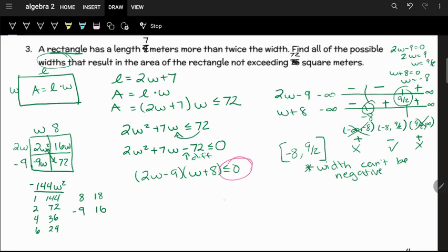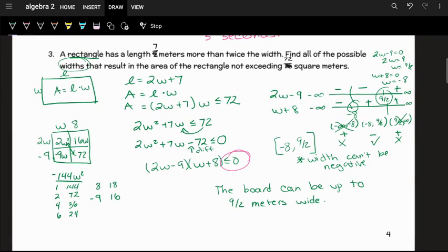So our answer is the board can be up to 9/2 meters wide. So it's a complicated problem, it's a little bit messy, but that is exactly how you would solve it. Hope this helps.